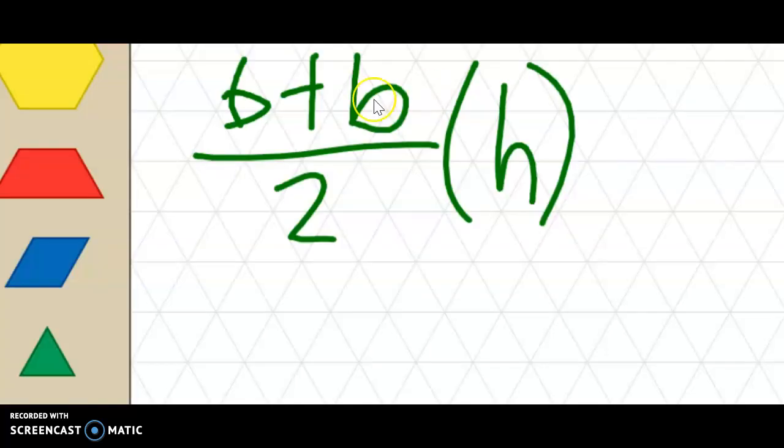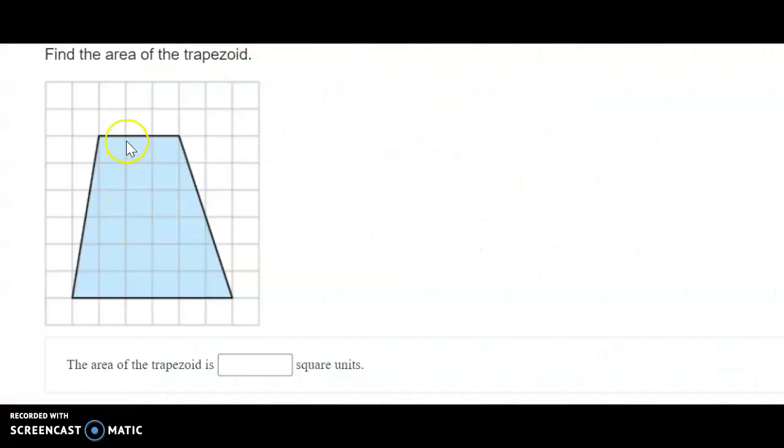So remember, what we have to do is figure out our top base plus our bottom base, divided by 2, and multiply by our height. So when we look at this, our top base, we're going to count over blocks: 1, 2, 3. Our bottom base, we count over blocks: 1, 2, 3, 4, 5, 6.